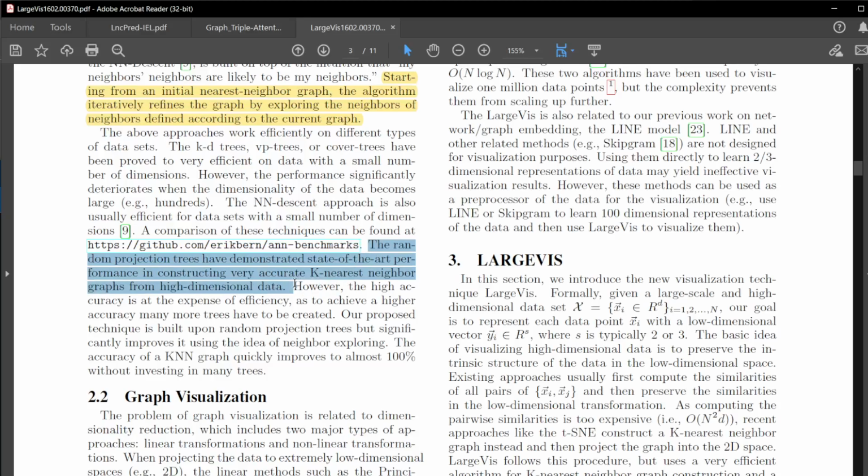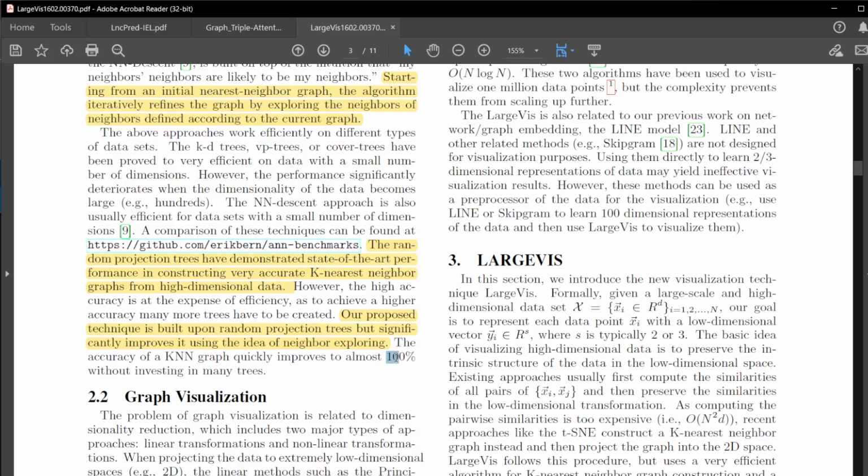However, the high accuracy is at the expense of efficiency, as to achieve a higher accuracy many more trees have to be created. Our proposed technique is built upon random projection trees but significantly improves it using the idea of neighbor exploring. The accuracy of a KNN graph quickly improves to almost 100% without investing in many trees.